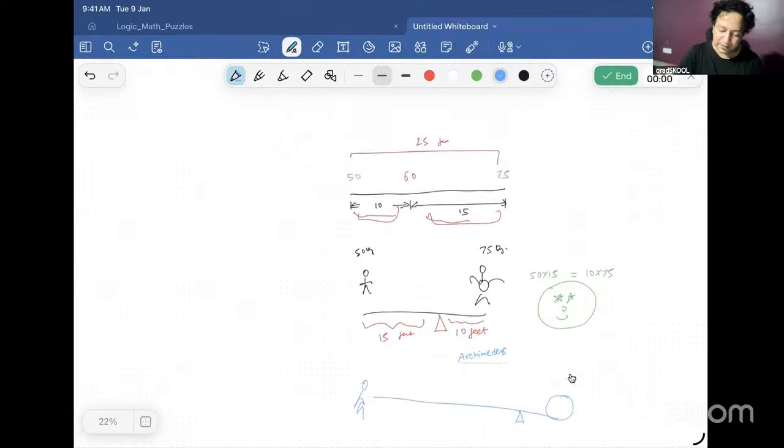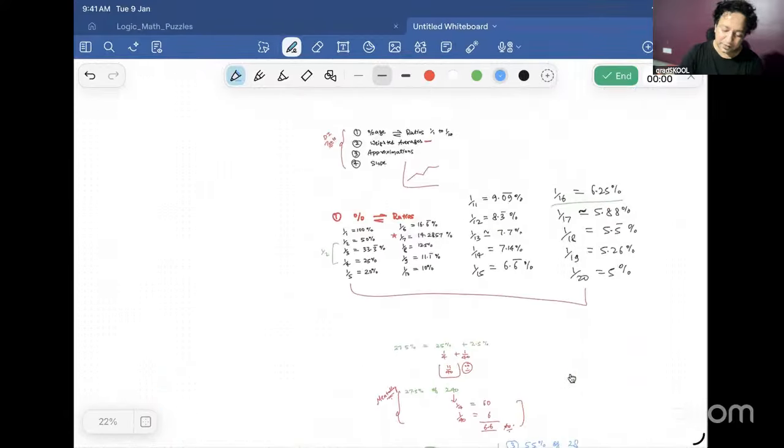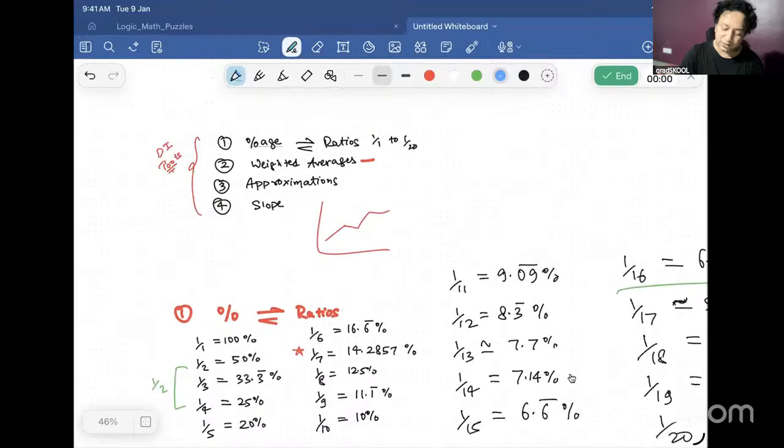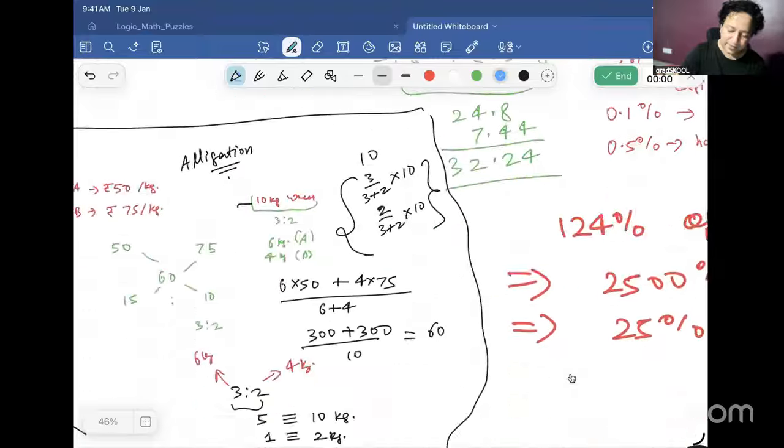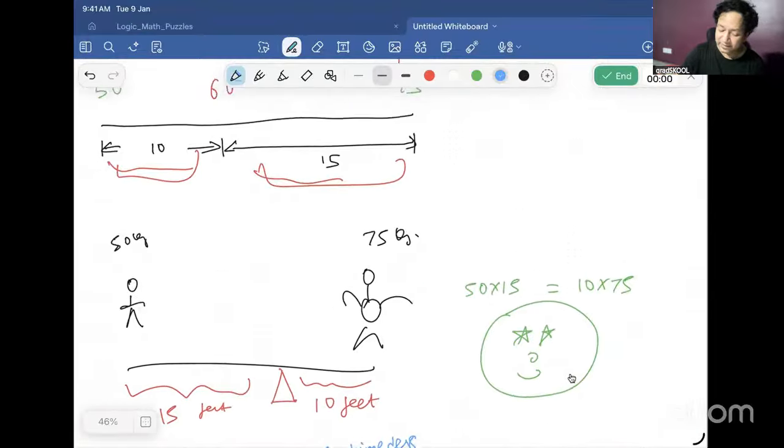Okay, now. So now we have done what? We have done two tools already. This and this. Now coming to approximations. Before approximations, I would like to go for slope and then I'll come to approximations. Let's look at slope, which is especially useful in line graphs.